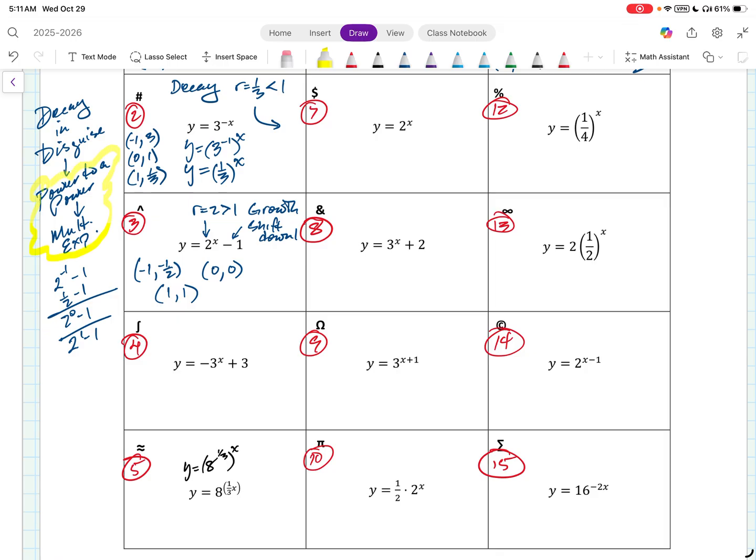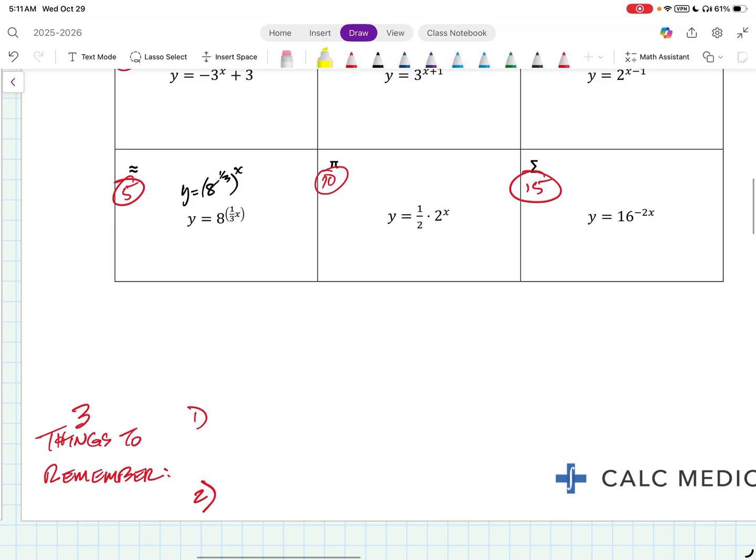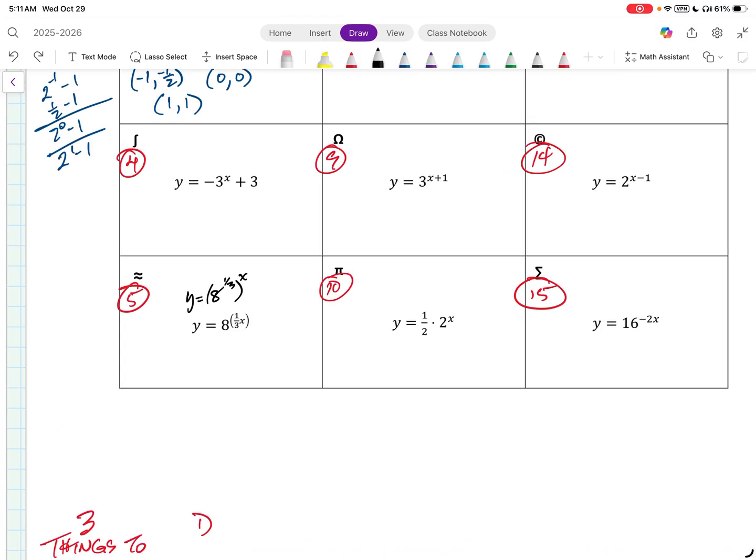So when it comes to exponential functions, you have to remember everything from algebra 1. Now 8 to the 1/3 power is 2. It's called the cube root, the cube root of 8, and that is 2. 8 to the 1/3 power is the same thing as a cube root. Why is it 2? Well, 2 to the 3rd power equals 8. That's why. So now this is equal to 2 to the power of x.